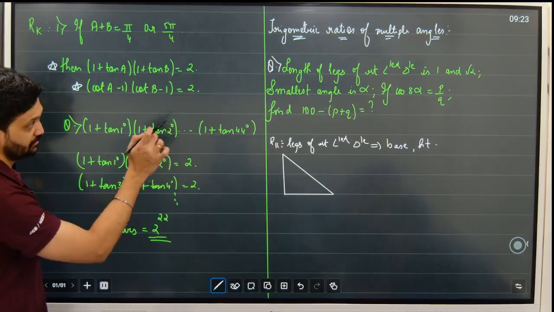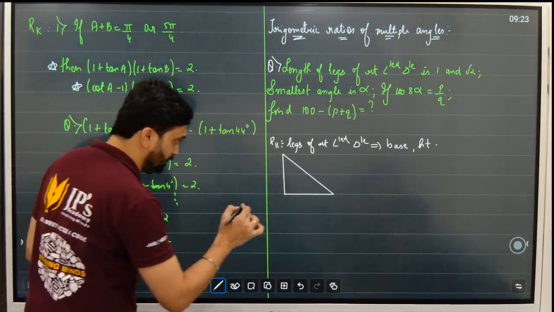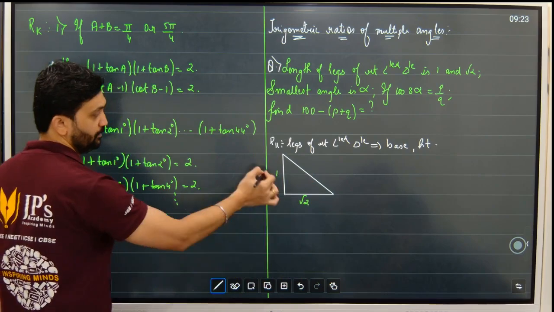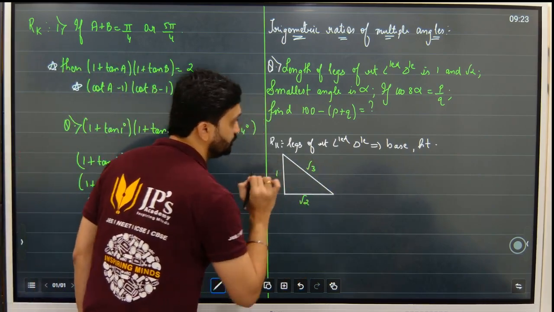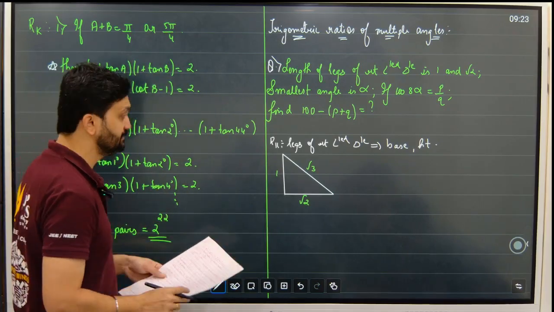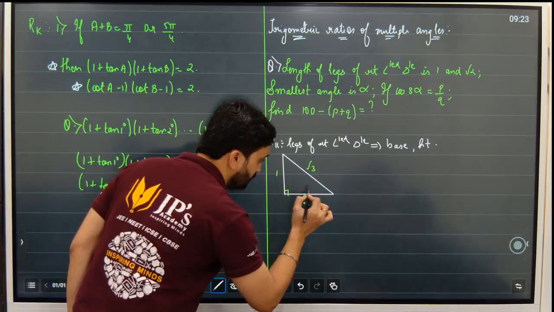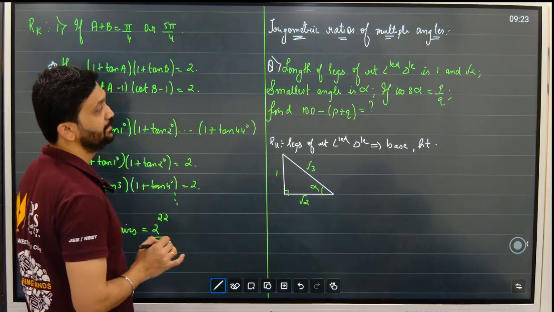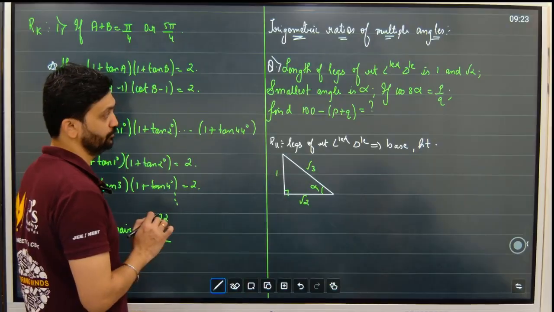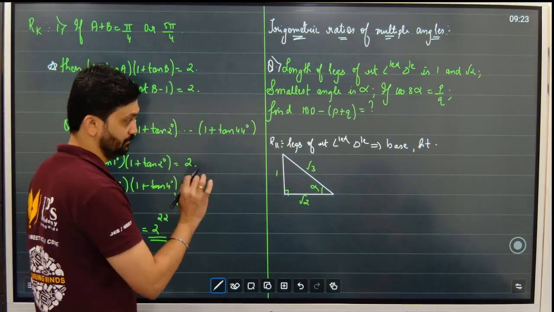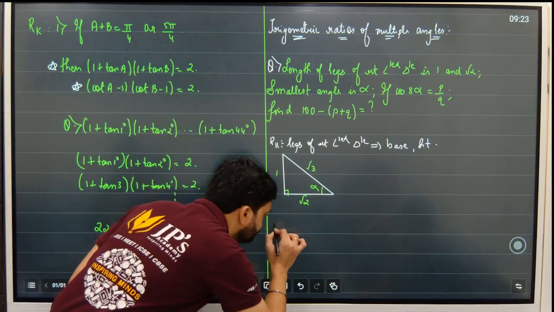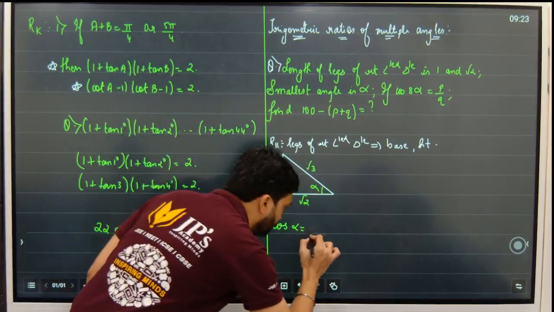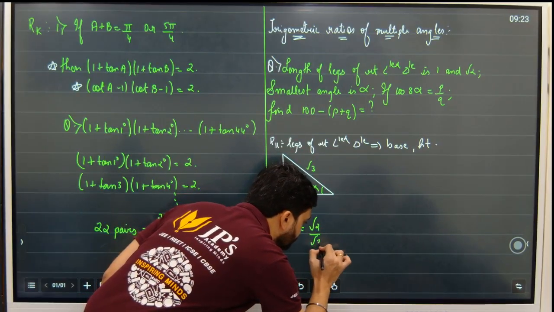Now the lengths of the base and height of the right angle triangle are 1 and root 2. Suppose I take 1 and root 2, then the hypotenuse will become root of 2 plus 1, which is root 3. The smallest angle is given as alpha. This is the right angle, and I'll take this as alpha. They have said that cos 8 alpha is equal to P upon Q. First I will start with cos alpha. Cos alpha is adjacent upon hypotenuse, that is root 2 by root 3.